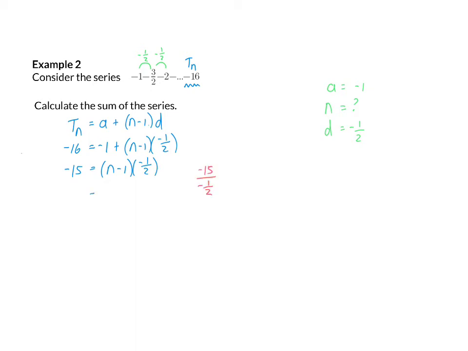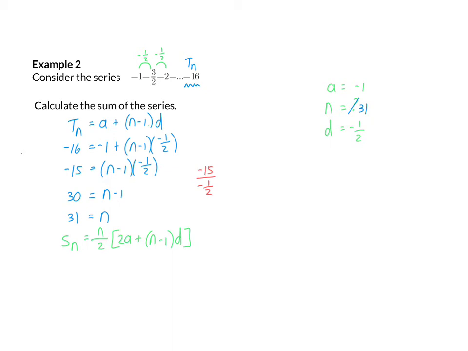So now I'm going to divide by minus a half to get 30 on the left and n minus 1 on the right. So that means n is 31. So now that we know that n is 31, we can go and substitute into the sum formula to calculate the sum of the series.